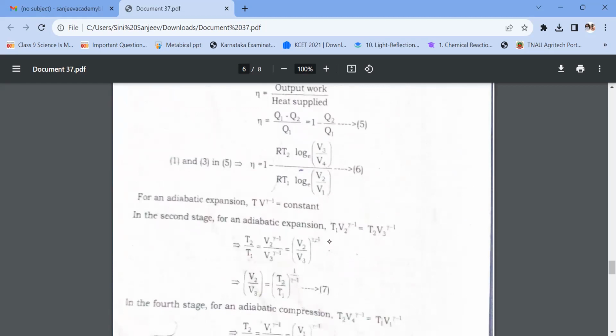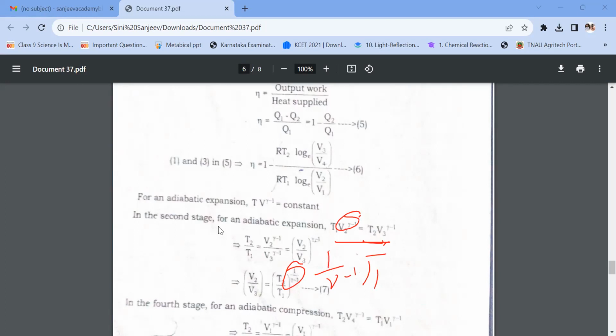Once you do this, we know that for adiabatic expansion, T into V power gamma minus 1 is equal to constant. So here T1 V2 power gamma minus 1 is equal to T2 V3 power gamma minus 1. Now I have to do what? 1 minus T2 by T1 I have to do, right? So T2 by T1, take from this, and get the other things on the other side. Make sure the gamma minus 1 goes to this side, so it will become 1 by gamma minus 1. Only once you do it yourself will you come to know.